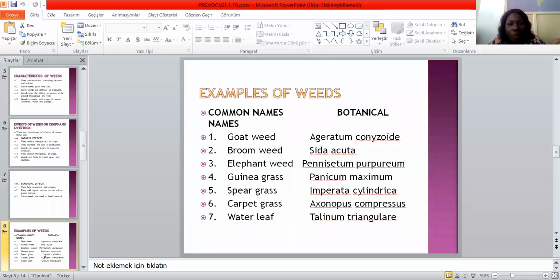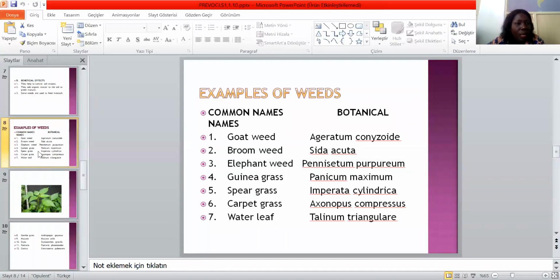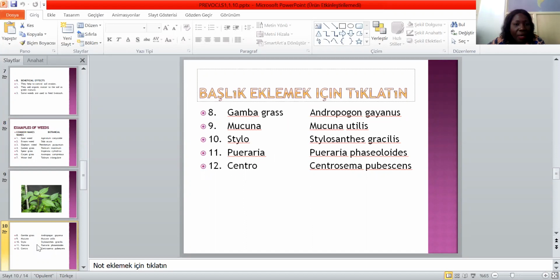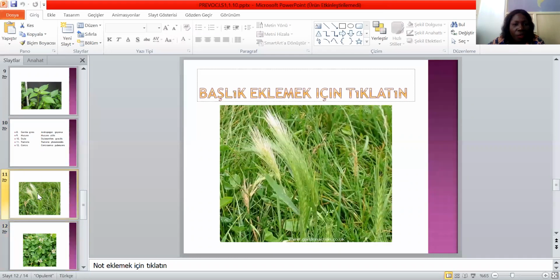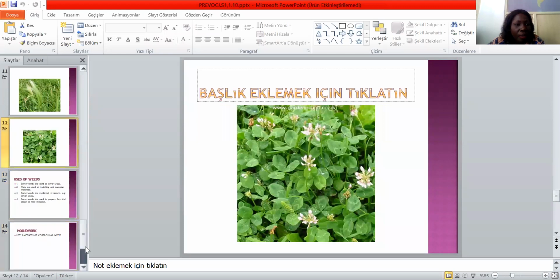I gave you examples of weeds: goat weed, elephant weed, guinea grass, spear grass, water leaf, carpet grass with a botanical name, then gamba grass, mucuna, stylosanthus, spiraea, and centrosema. So these are some of the pictures of weeds. This is guinea grass, this is crotalaria.